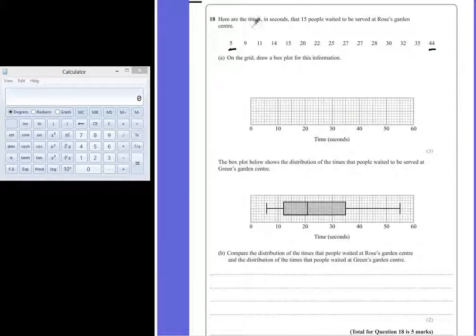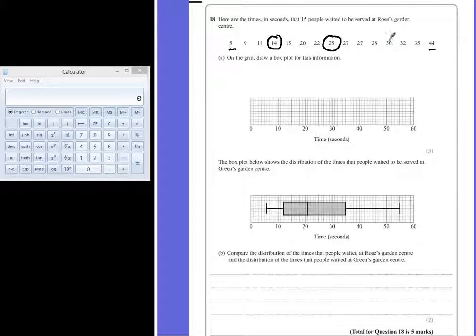So because we've got 15 people, 1, 2, 3, 4, 5, 6, 7, 8, our middle value, or our median, is going to be this middle value, which is 25. Now this splits the rest of our list into 7 numbers. So the middle of our first half, which is our lower quartile, is the number 14, because we've got 3 numbers to the left of it, 3 numbers to the right.